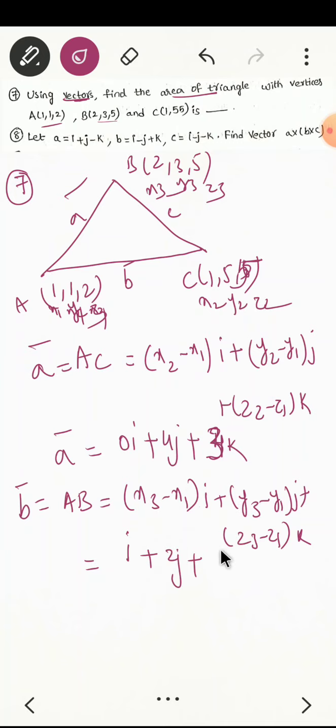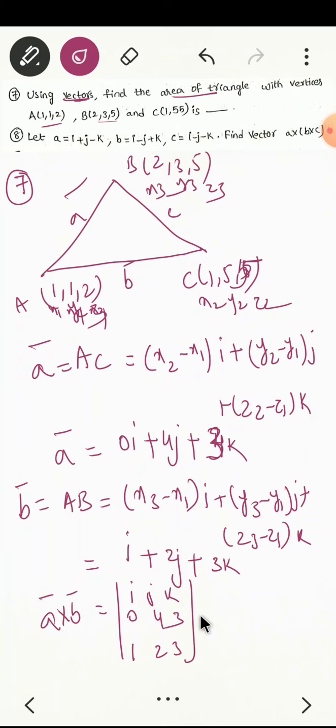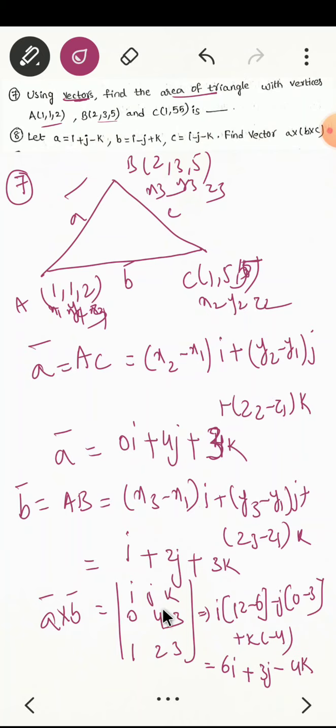So the area of the triangle is half into a cross b. First find a cross b. How will you find it with i, j, k? Write the coefficients: 0, 4, 3, then 1, 2, 3. Now i into 12 minus 6, minus j into 0 minus 3, plus k into minus 4. After getting all this, I am getting 6i plus 3j minus 4k.